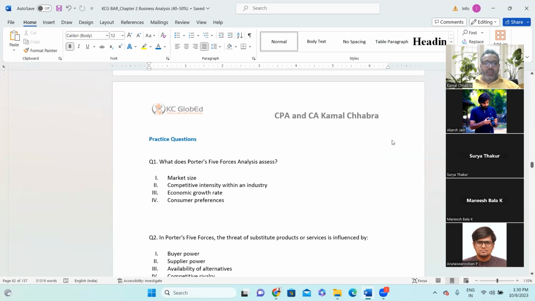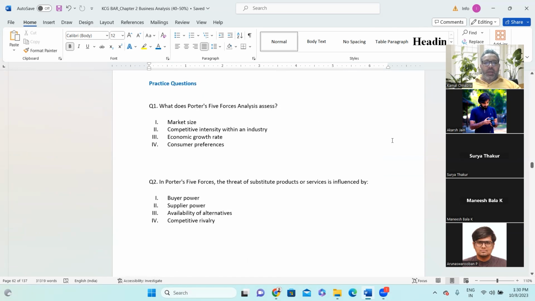Okay, so let's do few questions. What does Porter's 5 force analysis assess? Market size, competitive intensity within the industry, economic growth rate, consumer preferences. What does Porter 5 force analysis assess? Competitive intensity.